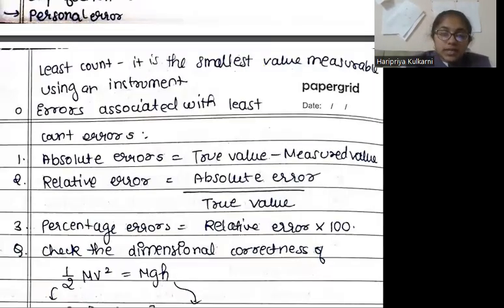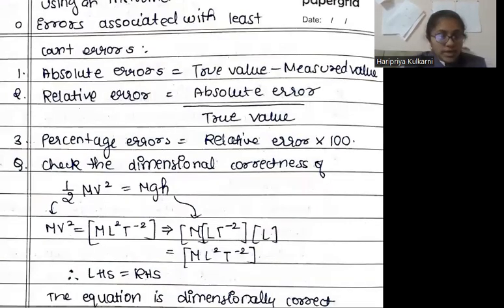Now coming to the errors associated with the least count. What are the errors associated with the least count errors? First is absolute error, relative error, and percentage error. Coming to absolute error, what is absolute error? How to calculate it? It is the true value minus the measured value.